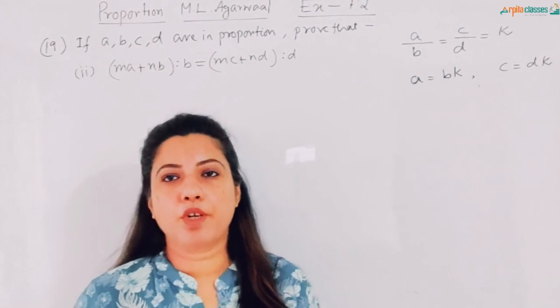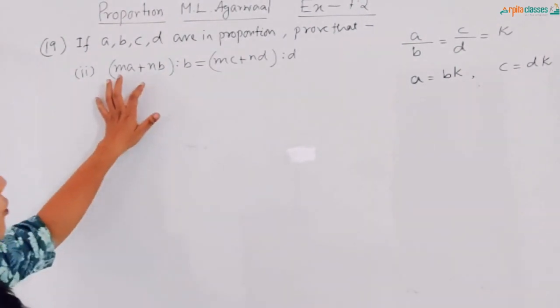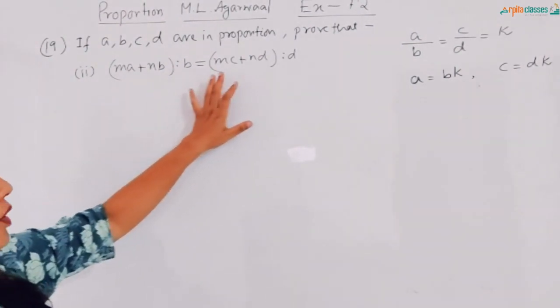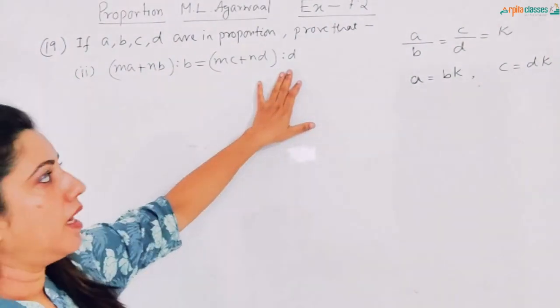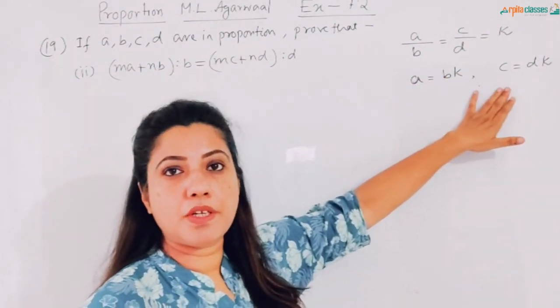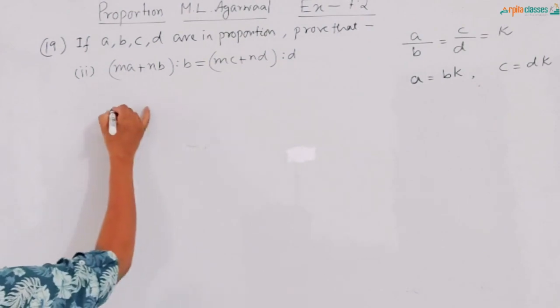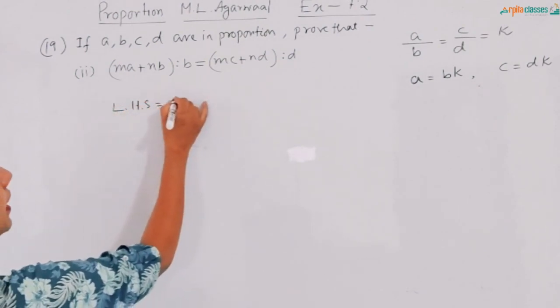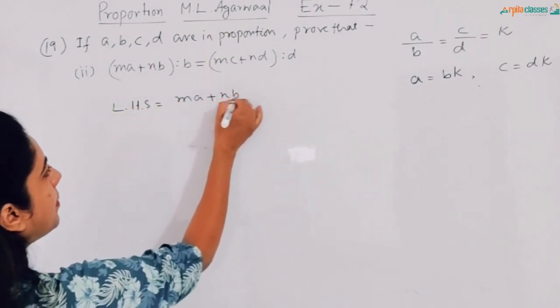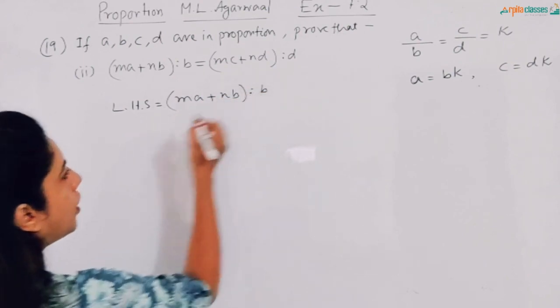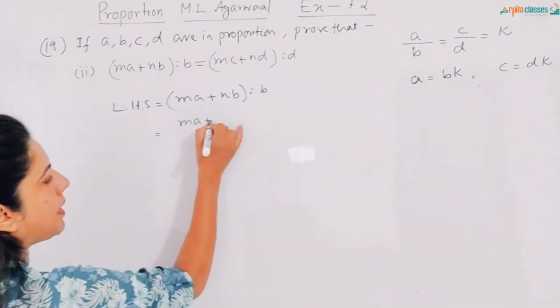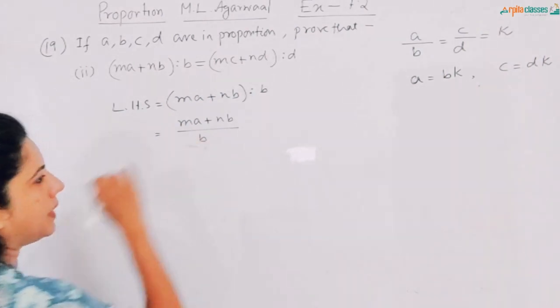Now the second sub question of the 19th question, you need to prove (MA + NB)/B is equal to (MC + ND)/D. It's again given the same thing, that is A, B, C, D are in proportion. So let us take the left hand side. It's (MA + NB) is to B, which can be written as (MA + NB) upon B.